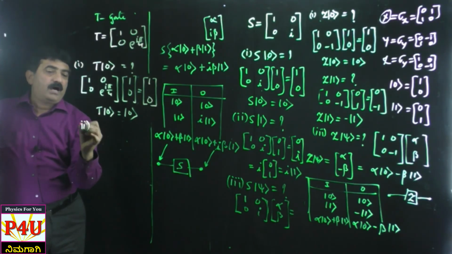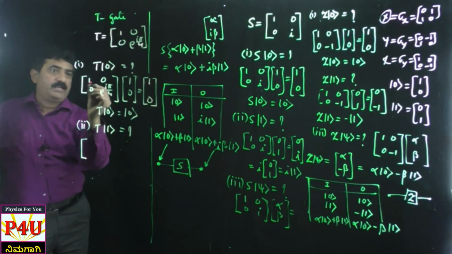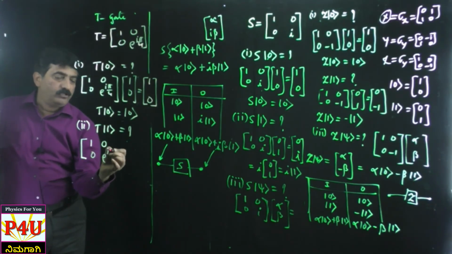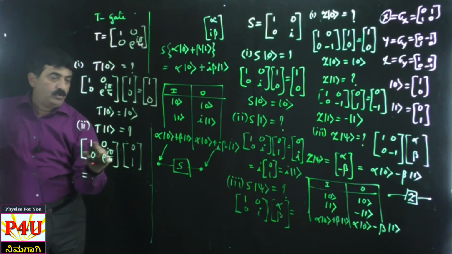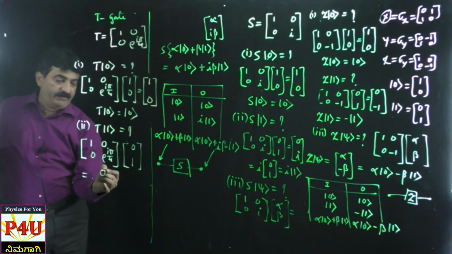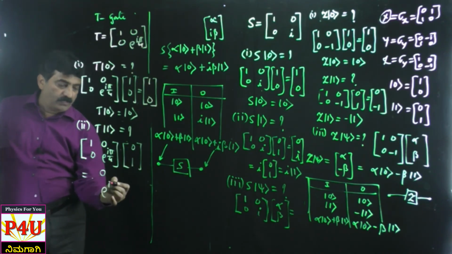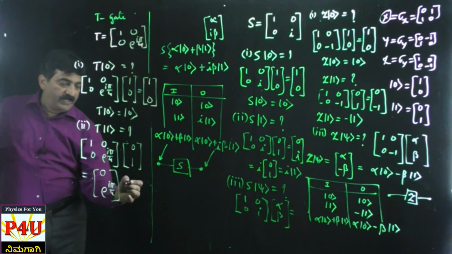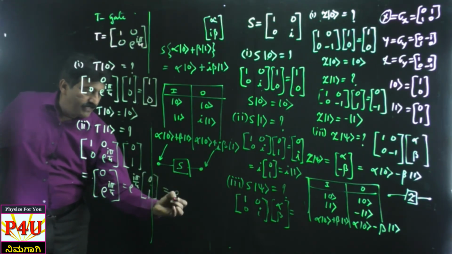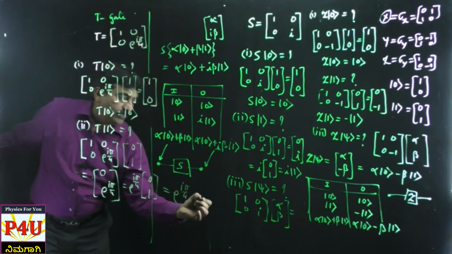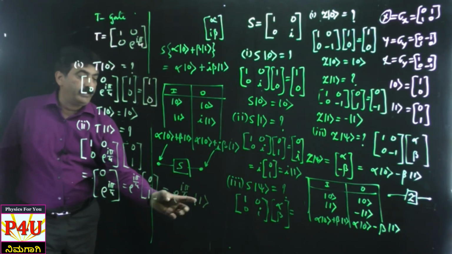Okay, if T operates on ket 1, same method. By now I hope you are already familiar with how to do the calculations. [1 0; 0 e to the power of i pi by 4] into [0; 1], that is my ket 1, is equal to 1 into 0 plus 0 into 1, so the first element is 0. Next, 0 into 0 plus e to the power of i pi by 4 into 1 is e to the power of i pi by 4. So you take this e to the power of i pi by 4, and you will end up with 0 and 1. This is nothing but e to the power of i pi by 4 into ket 1. That means when T operates on 1, it will transform ket 1 into this form.